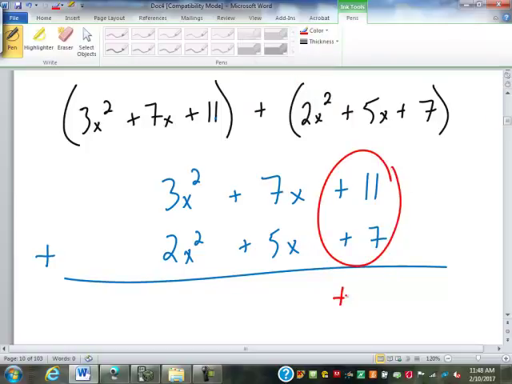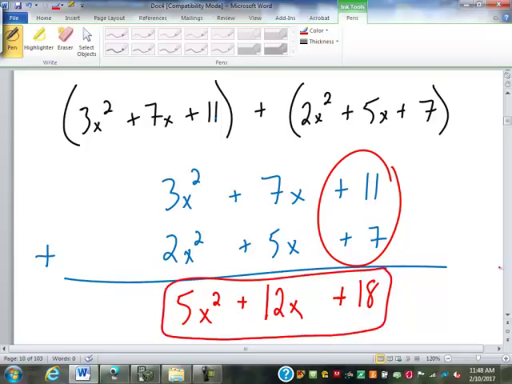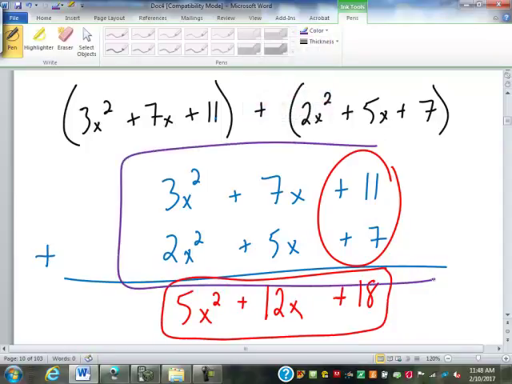11 plus 7 is 18. It's positive, so we put a plus in front of it. 7x plus 5x is 12x. It's positive, so put a plus in front of it. 3x squared plus 2x squared is 5x squared. Now that one being at front, it's positive. We don't need to put a symbol there. So we get 5x squared plus 12x plus 18. Now a lot of you have been taught for adding polynomials, just drop the parentheses and combine like terms. That works just fine. But this is really the long way, the real way of adding polynomials without the shortcuts.